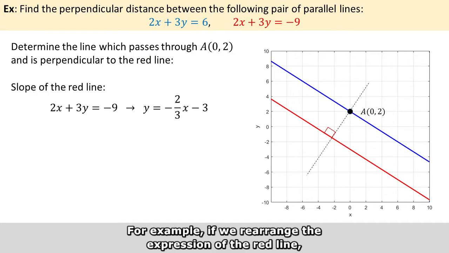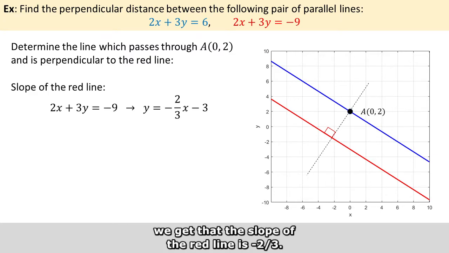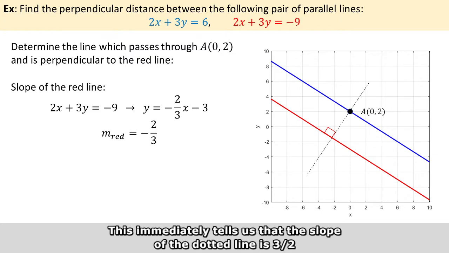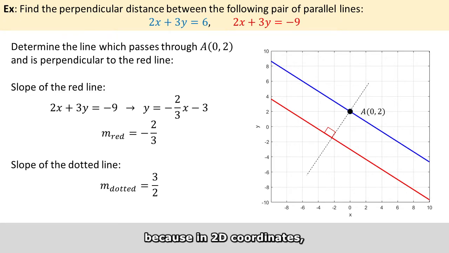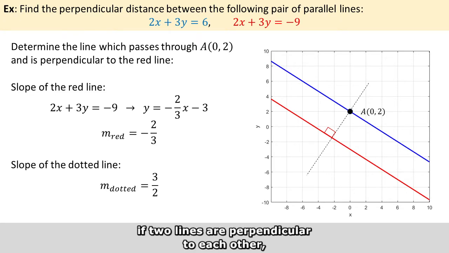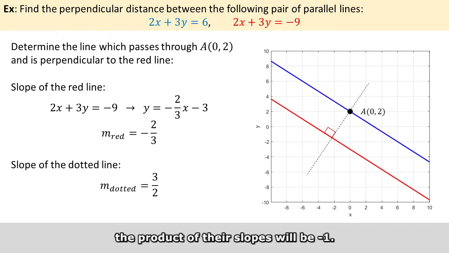For example, if we rearrange the expression of the red one, we'll get that the slope of the red line is minus 2 over 3. This immediately tells us that the slope of the dotted line is 3 over 2, because in 2D coordinates, if two lines are perpendicular to each other, the product of their slopes will be minus 1.